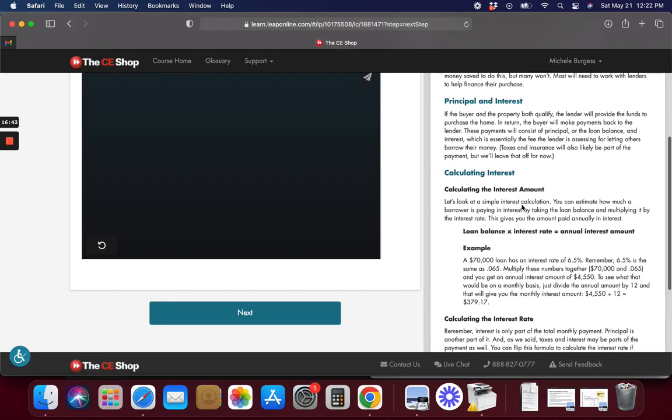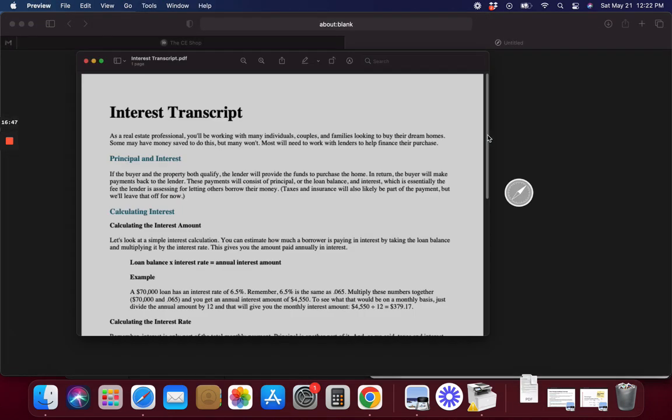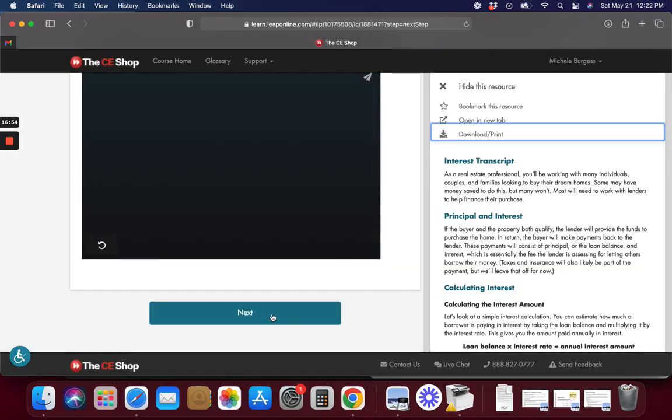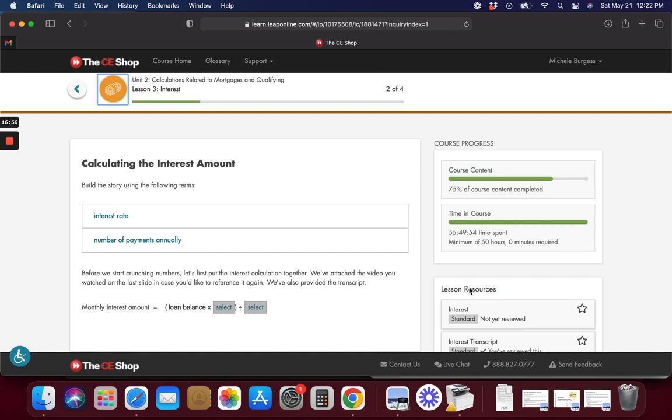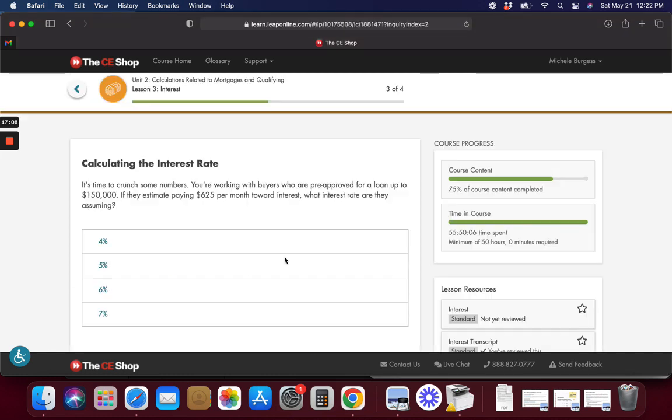Okay, this is the interest cheat sheet. I will download this, so we might have it for the test if we need it. Okay, calculating the interest amount. Monthly interest amount is the interest rate plus the number amount annually. Remember, this will be an estimate.